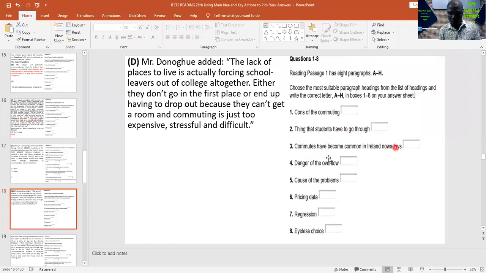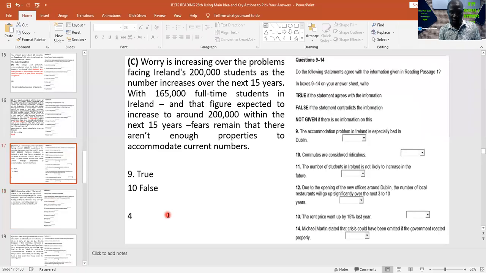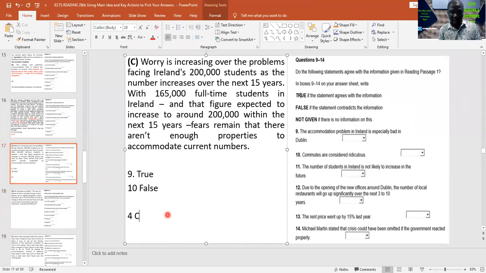So let me see which one carries it better. No, danger of overflow is more like it, because it was actually talking about the danger, the imminent worry, the fear. It's not pricing data. They gave us data of the student population, not regression, nothing like that. So I would say 4 is actually C.